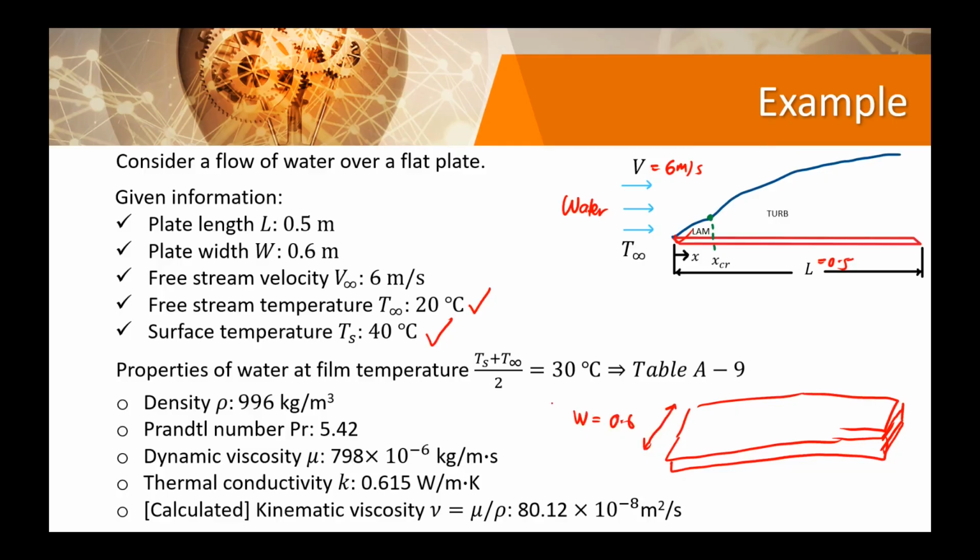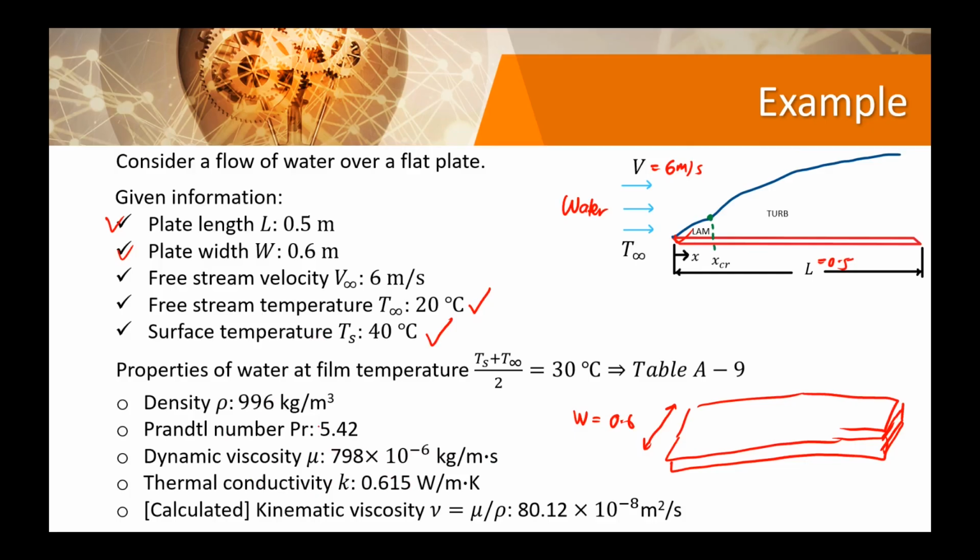What else are we given? Okay, that's it. We are given only these tick marks. But in order for us to find the heat transfer, we must find the HTC, convective heat transfer coefficient. And to do that, we must find the Nusselt number. To find the Nusselt number, we must find the Reynolds number and the Prandtl number. To find the Reynolds number and the Prandtl number, we need all these properties. Density, Prandtl number, dynamic viscosity, thermal conductivity, and the kinematic viscosity.